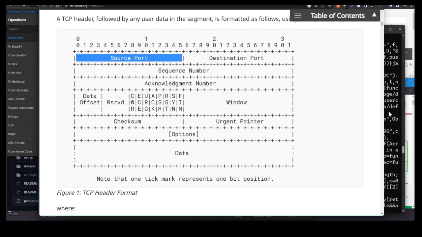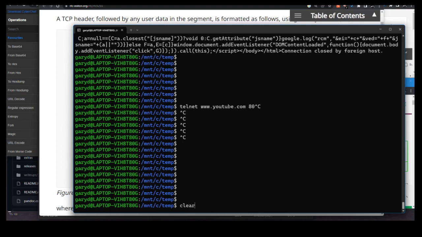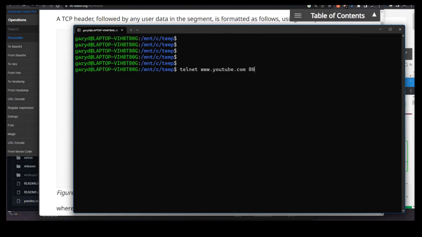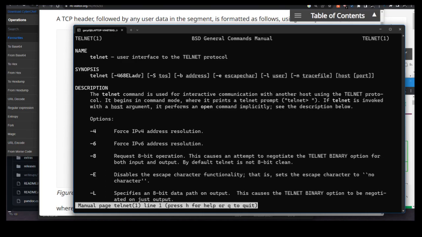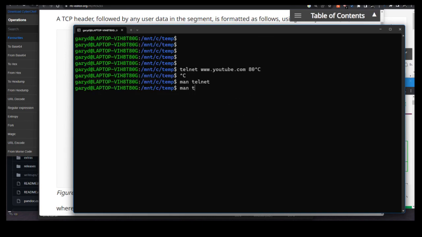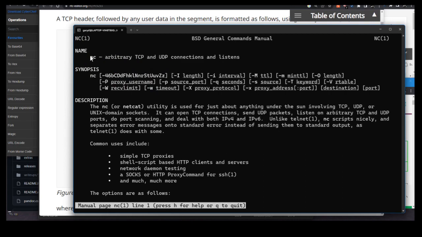Anyways, I mentioned in this obscure command right here that we were connecting to youtube.com via this very simple tool. I'm going to tell you now that Telnet is a TCP client. The Telnet command is used for interacting with another host. How about this? I'll tell you about another TCP client. Here we go. This is for arbitrary TCP connections and listens. So this is another TCP client.